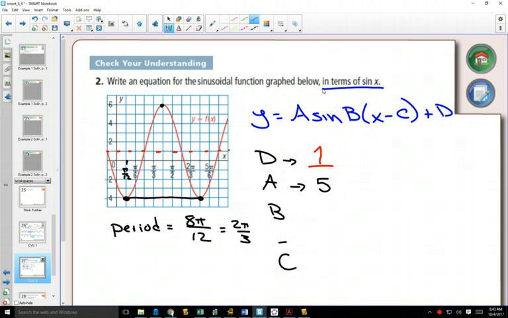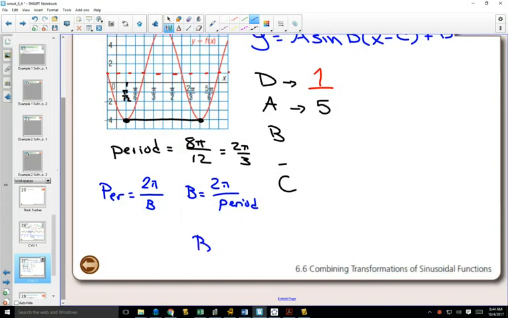Remember, we've got a couple of formulas. We had our formula that our period was equal to 2 pi over the B value. And rearranging that formula, we have our B value is 2 pi over our period. Now, there's a couple of ways that you could figure this out. One, if you wanted to use the B value formula, you could just plug in your period there. And you'd have 2 pi divided by 2 pi over 3.